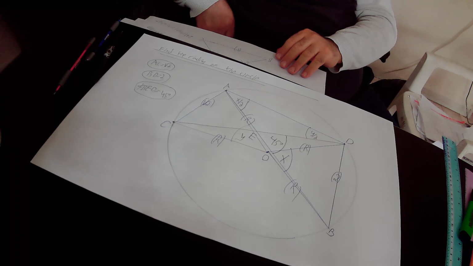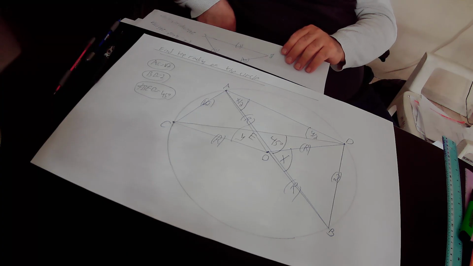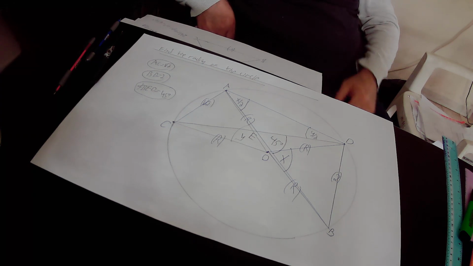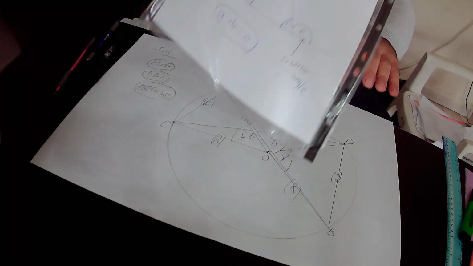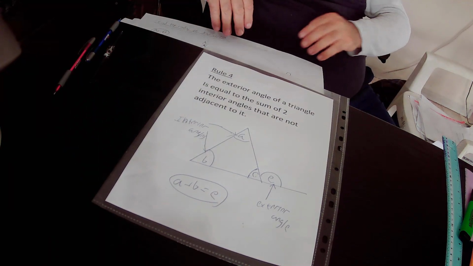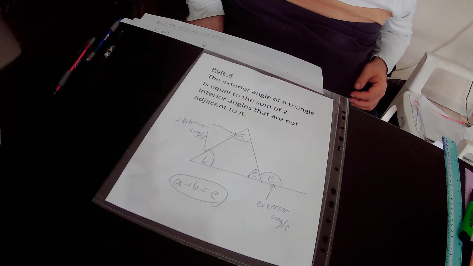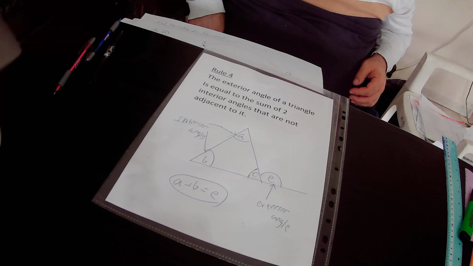In the next step, I actually presented to you a new rule, and we implemented a new rule in our drawing. The new rule is rule 4. According to rule 4, the exterior angle of a triangle is equal to the sum of the two interior angles that are not adjacent to it.